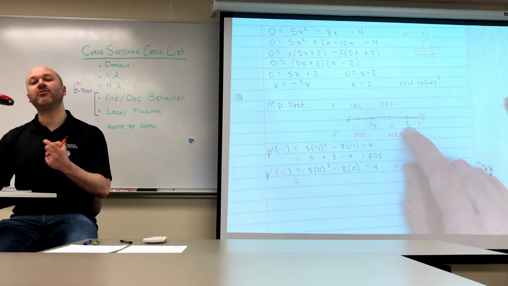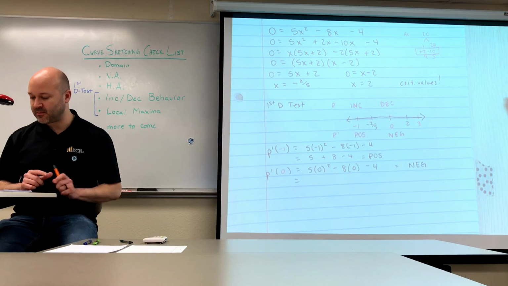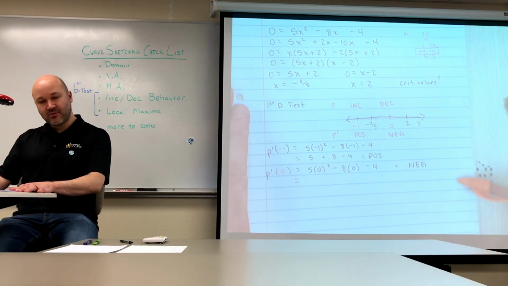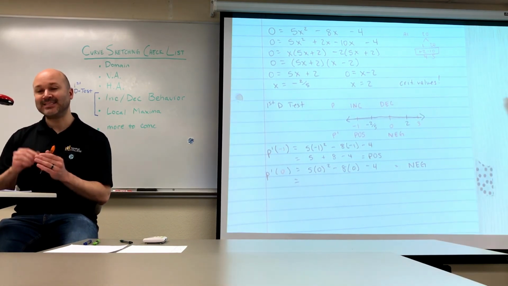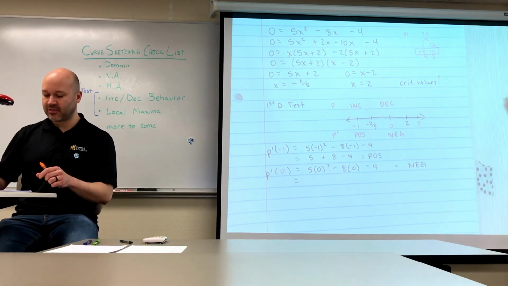At 2, I have another critical value. That's another point where I may change behavior. At this point, I could be decreasing forever or I may change again. I need to test a number beyond the critical value. I'm going to test 3.